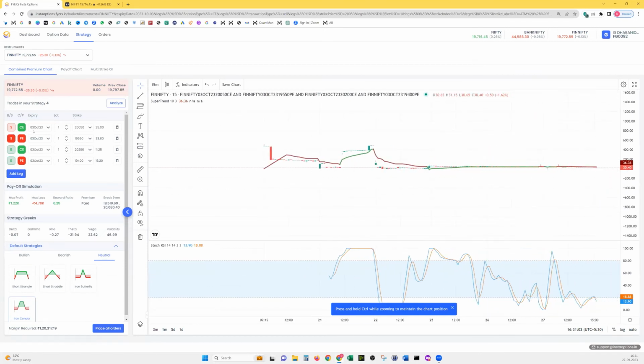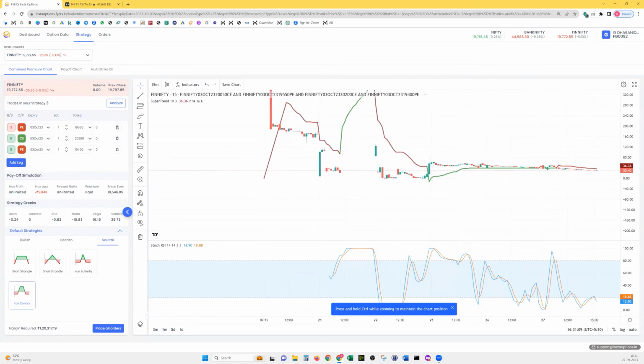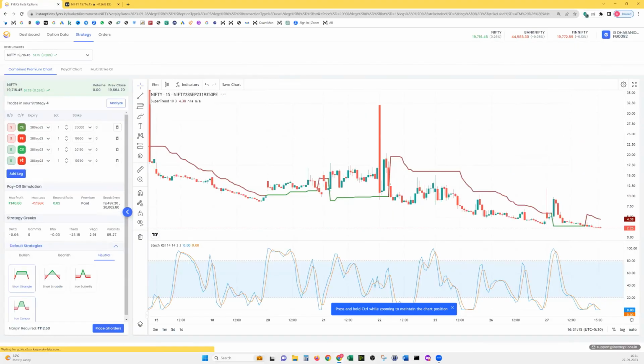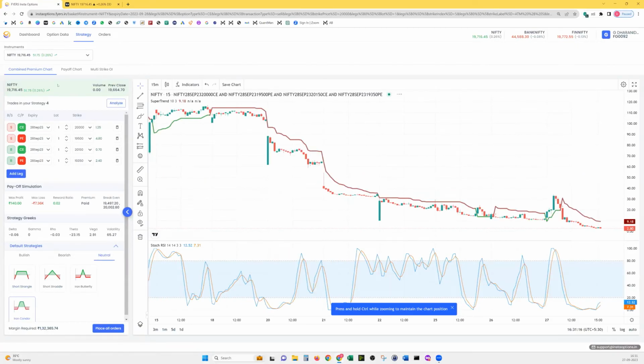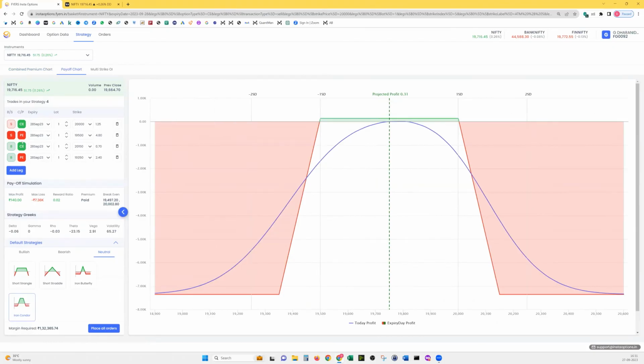Let me take some long dated contracts. So what I'll do is take the Nifty iron condor, because in Nifty we have limited contracts. I've taken the iron condor on Nifty, and then we look into the payoff chart. This is how the payoff chart looks. Now let me go ahead and do it for a different expiry.